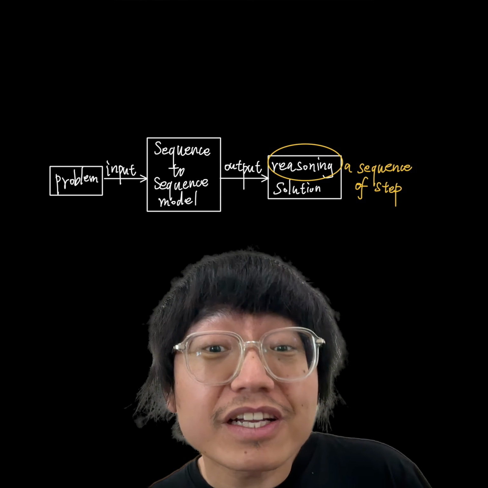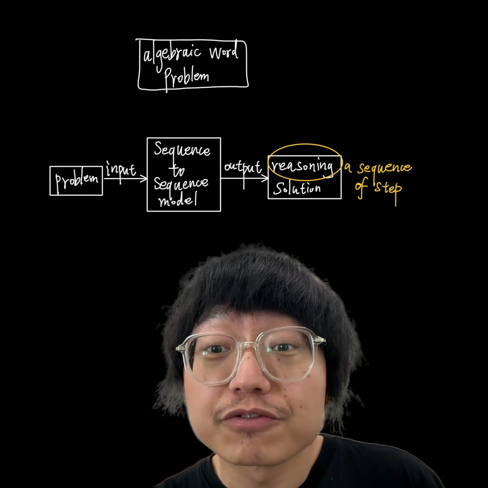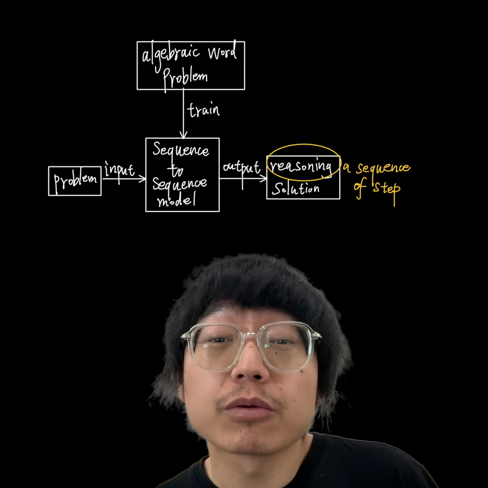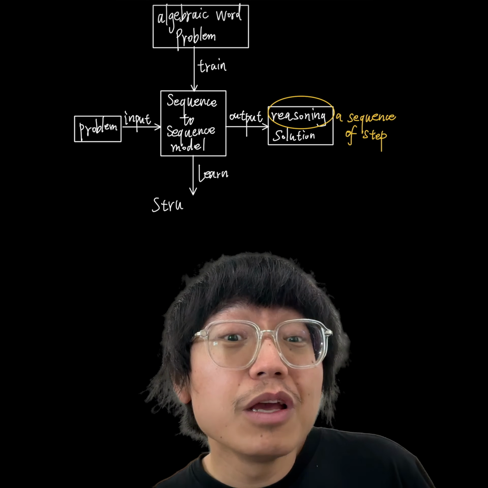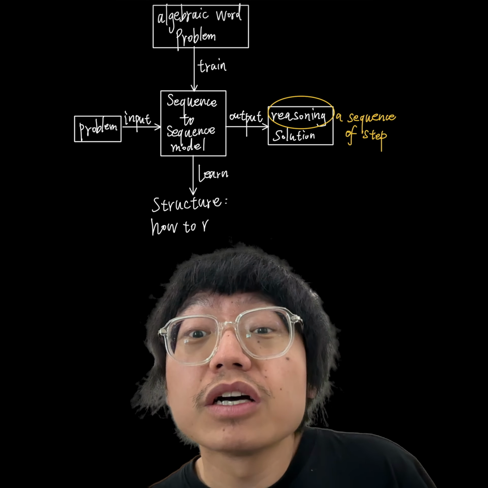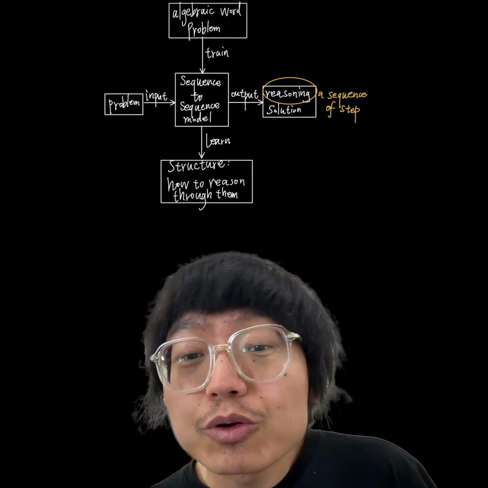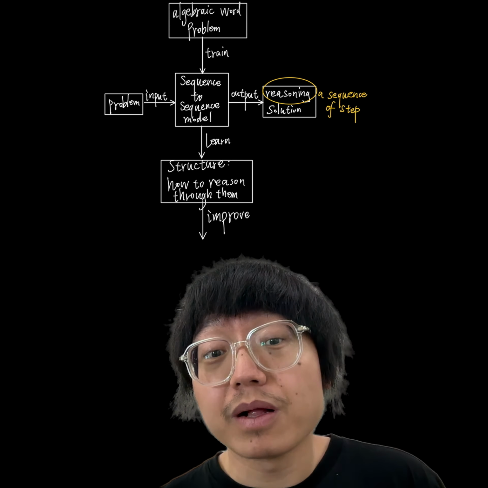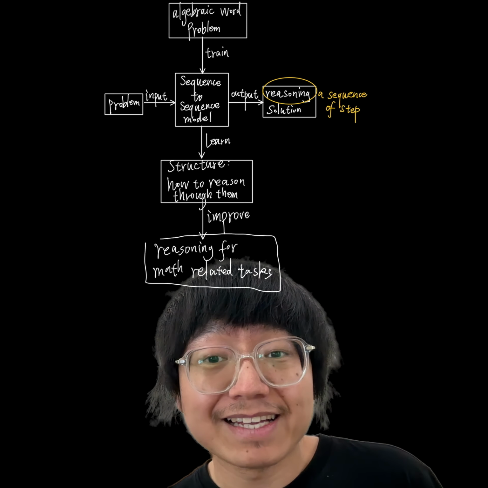What is interesting about this approach is that they trained the model from scratch on algebraic word problems, unlike modern models like GPT, which are pre-trained on general language data. Their model specifically learned how to handle problems like the one above, improving its reasoning for math-related tasks.